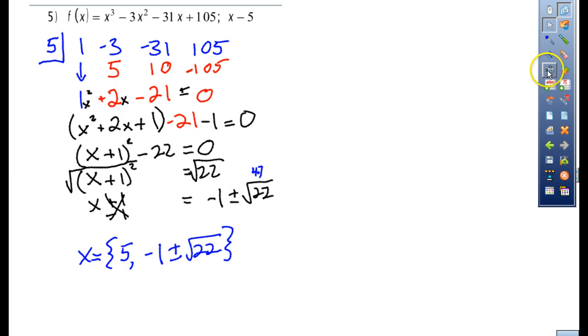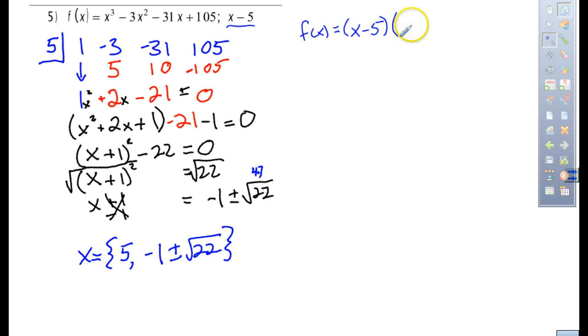So how do we write this out? Okay, so I know x minus 5, right, is one of the roots. Okay. So how do I write this? It's similar. You just do x minus, okay, and that whole thing. But we have to do one at a time. So it's x minus negative 1 minus or plus root 22.